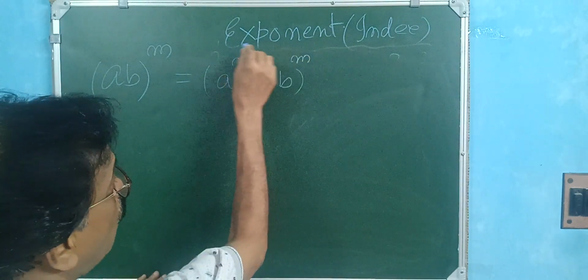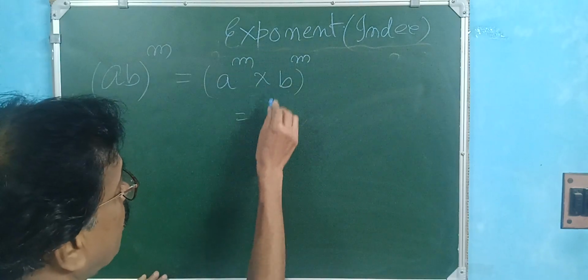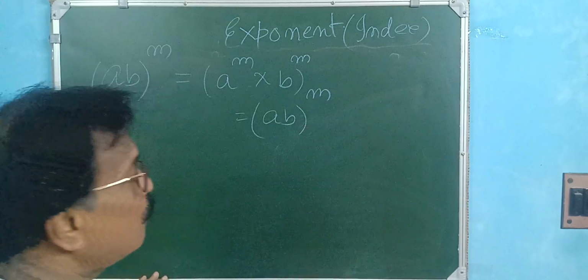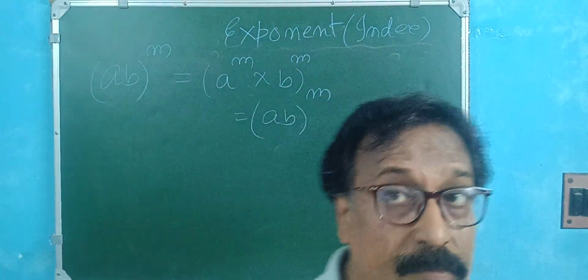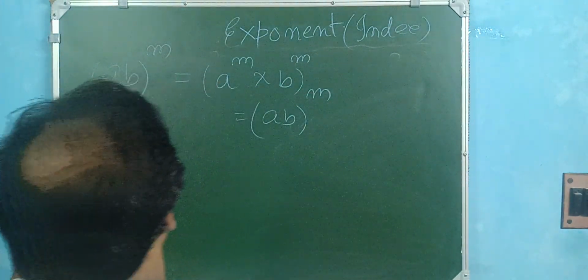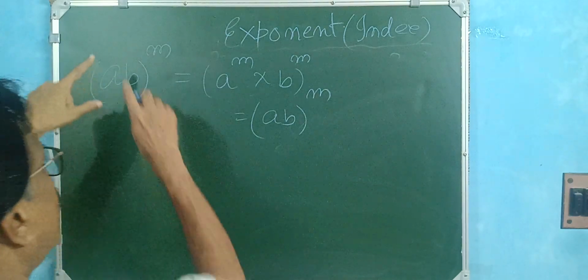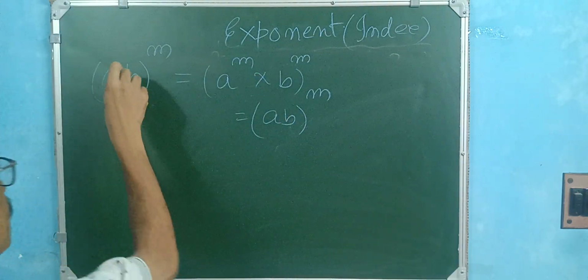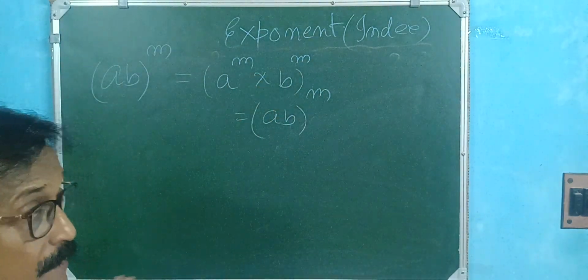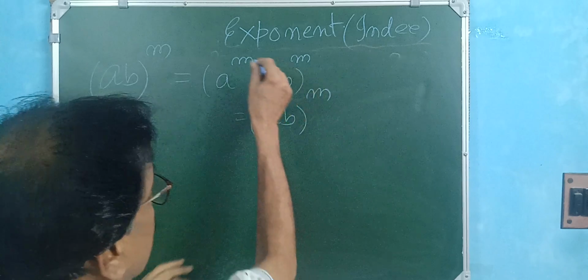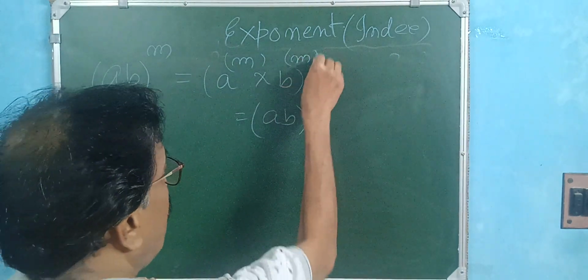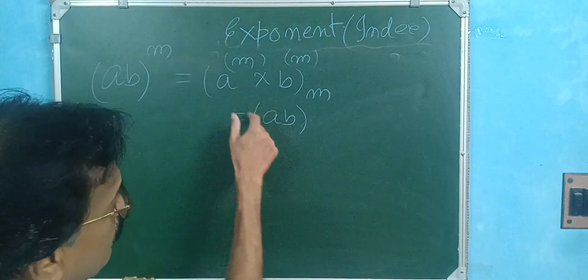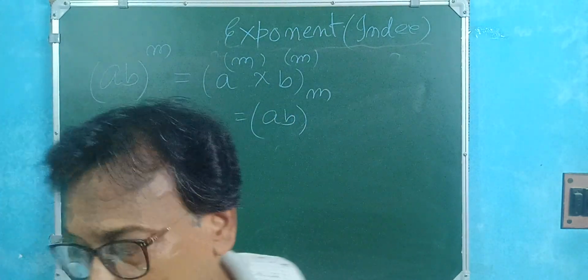Suppose when the powers are the same, and they are multiplied, you put them under one power. This is one formula. From this to this, what is the meaning? ab to the power m, that means a to the power m separately into b to the power m. Clear? Separate this. And if you combine, the powers being the same, you just convert it to ab to the power m.